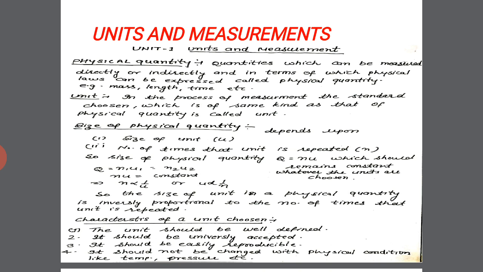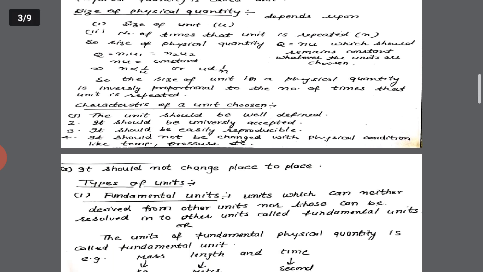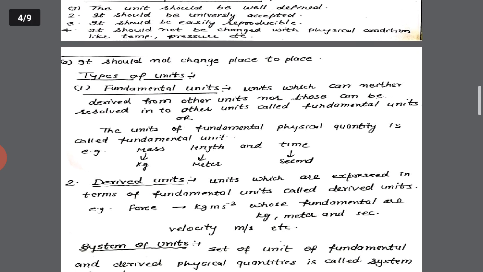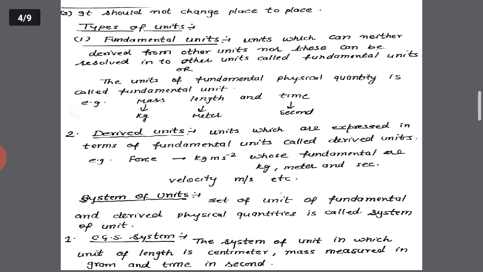Got it? In this particular slide we studied how many parameters? Physical quantity, definition of unit, size of physical quantity, as well as some characteristics of the unit. Okay, another characteristic is that it should not change from place to place. We already discussed this, I think. It is worldwide accepted.